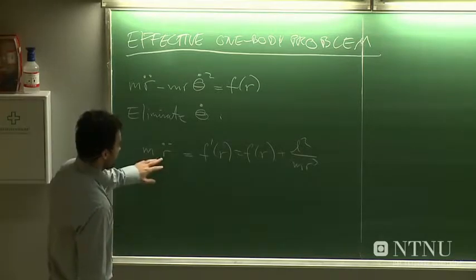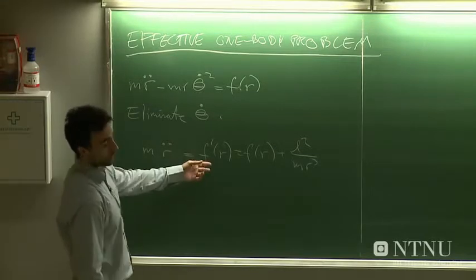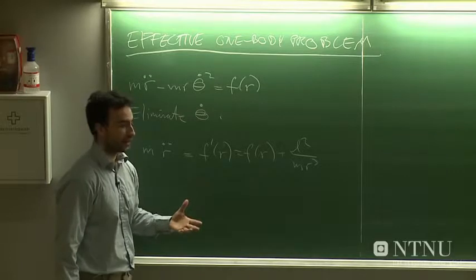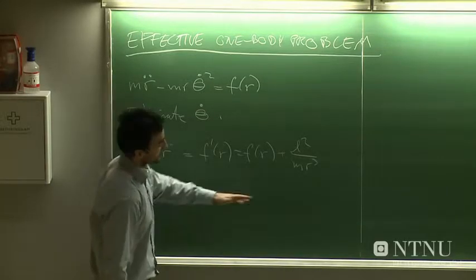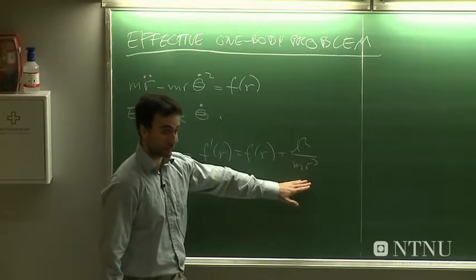So we see that the radial acceleration is given by an effective force, F prime, which is equal to the external force, the original force acting on the system, the object, the particle, plus this additional term, which stems from the conservation of angular momentum.